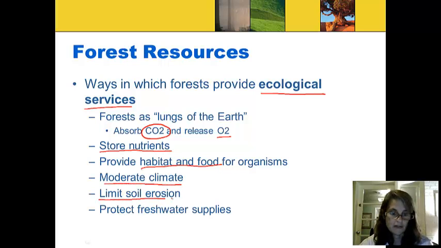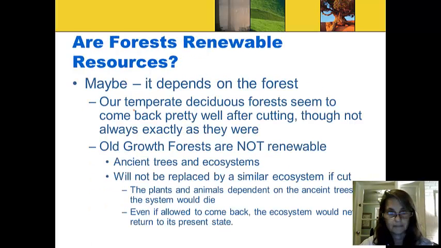And we already mentioned they limit soil erosion, and this helps to protect fresh water supplies by absorbing materials that might be harmful to lakes, streams, and so on. The plants hold the soil in place, and not only that, they absorb materials that might go washing down into bodies of water. So these are all less tangible but extremely important things that forests do for all of us.